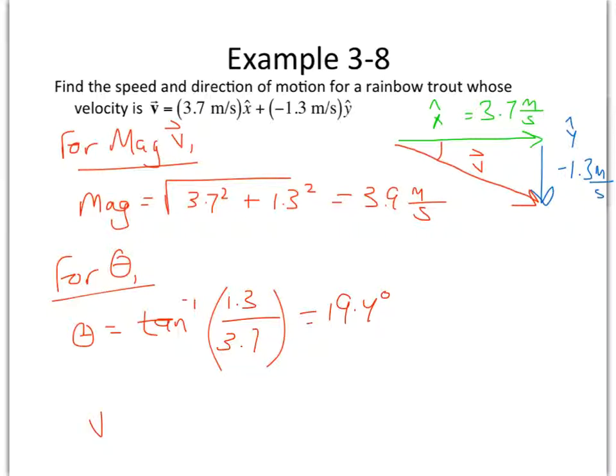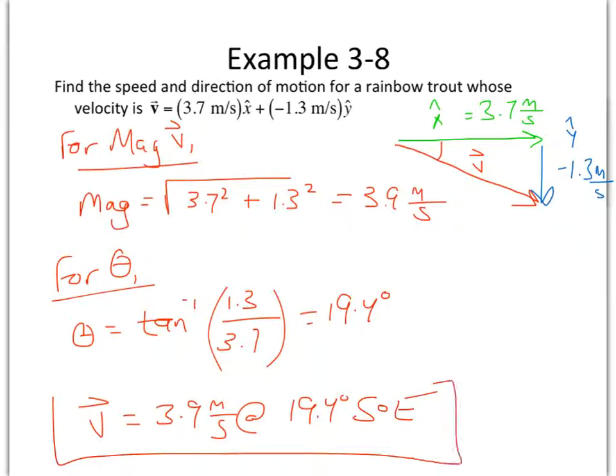So vector v is going to be equal to 3.9 meters per second at 19.4 degrees, and the last bit is what quadrant is that in? Well, we have positive x and negative y. That's going to be east and then south of east. So south of east is going to be our quadrant. I'm going to box that up, and that's our answer. All right, so that's just a little exercise on reassembling a vector from unit vector components, in this case being done with a velocity vector.